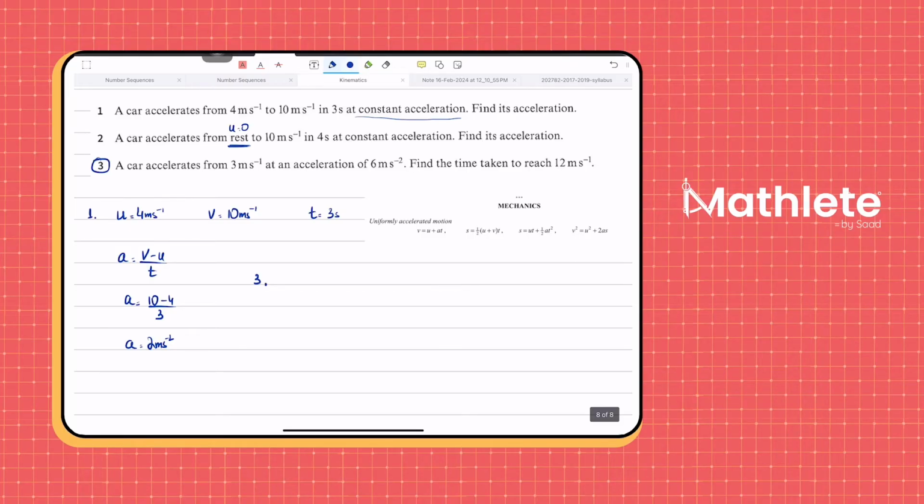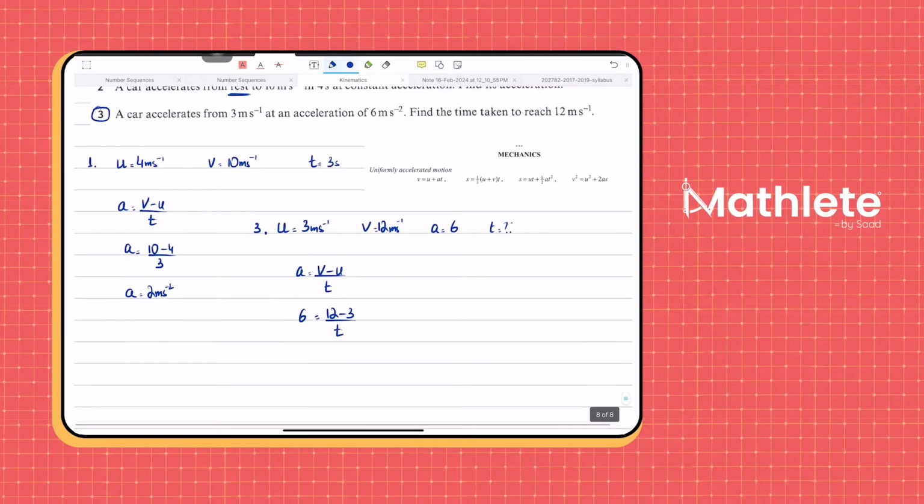So initial velocity, we're given 3. Final velocity, let's write down the data. u is equal to 3 meters per second. Final velocity, we don't know. Acceleration, we can see is 6. And, wait, we do know what the final velocity is. We don't know what the time is. Time is unknown. So a is equal to v minus u upon t. a is 6. Final velocity is 12. Initial is 3, divided by t. So t is equal to, no, it's not 3 seconds.